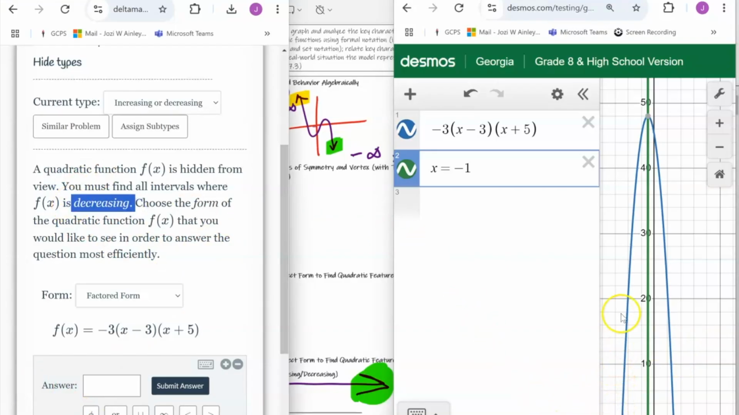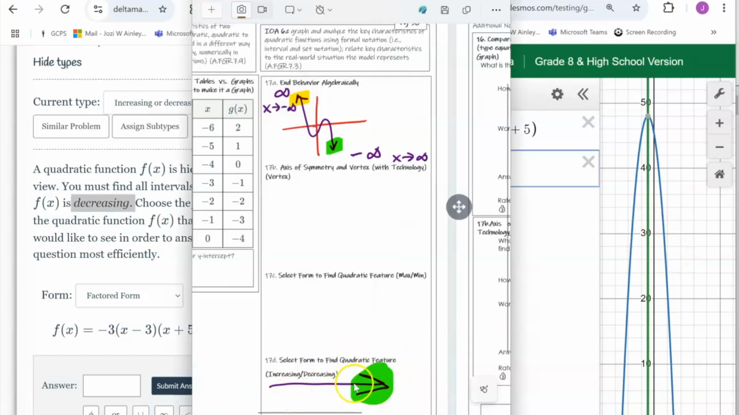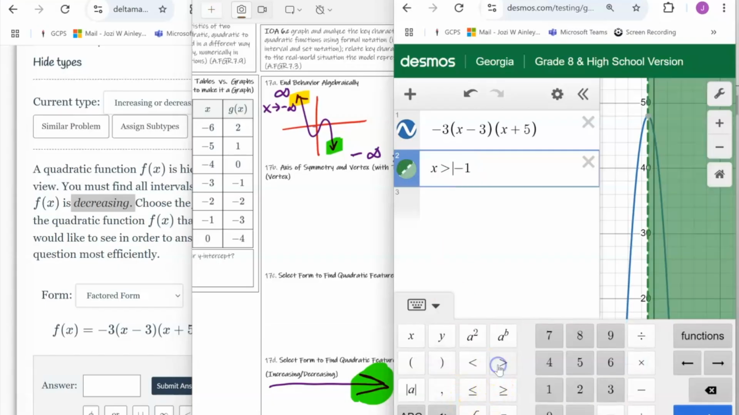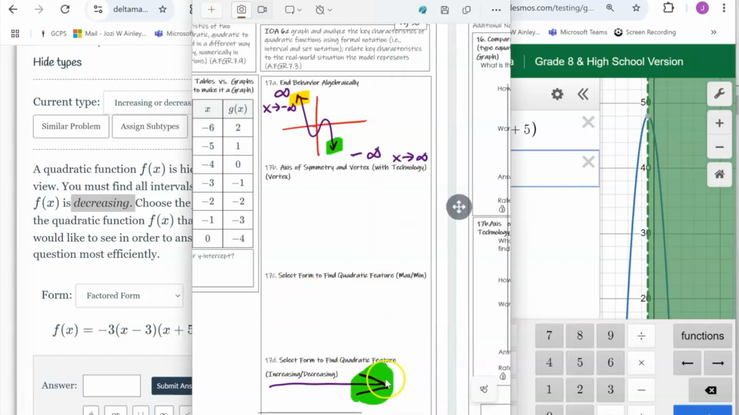Well, I know it's not the left side because what's happening right here? Increasing. Then it starts decreasing. So I want to say on the right. So it looks like it's the same arrow. So I'm going to go ahead and change my equal sign to say, hey, the right. And boom, it shades it in for me. That is true. Everything where it's shaded is doing what? Decreasing.